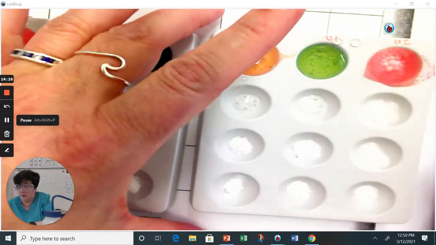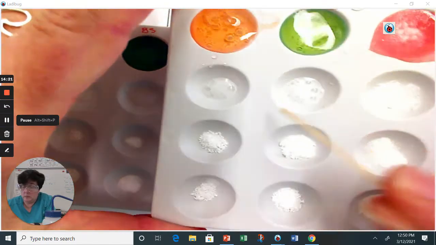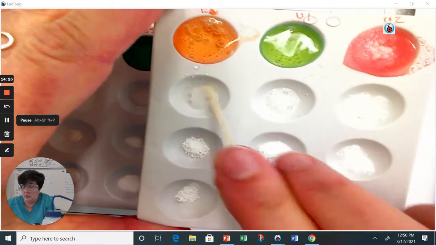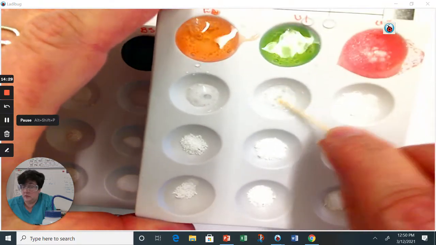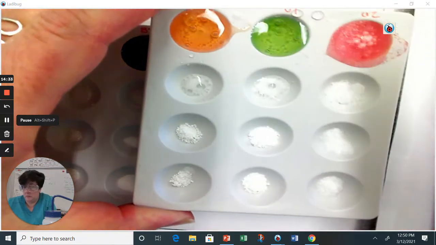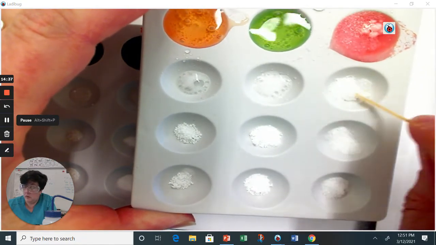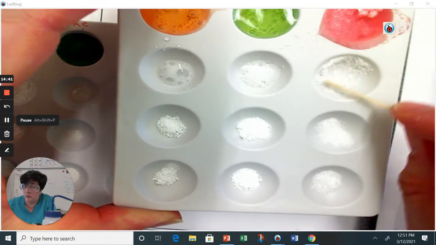Here's the next plate. As I mix it, it still bubbles. So this is still bubbling. This is still bubbling. Okay, it just makes a pasty goo.